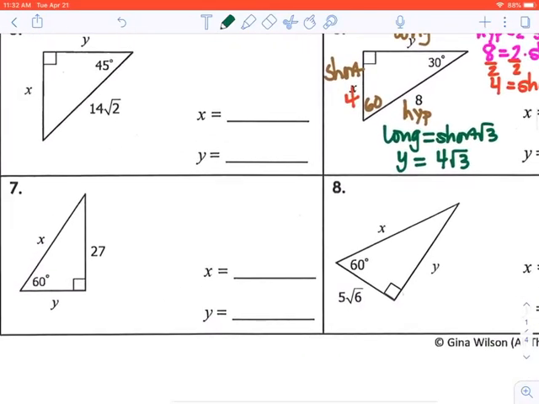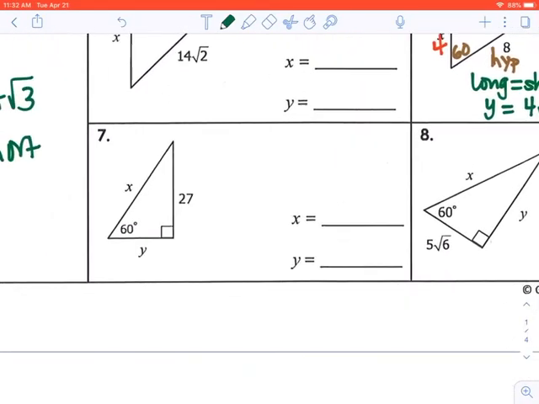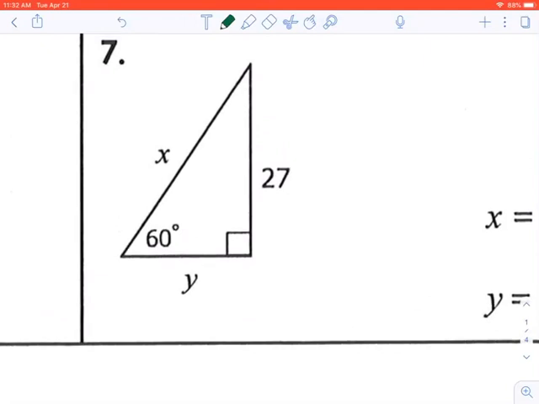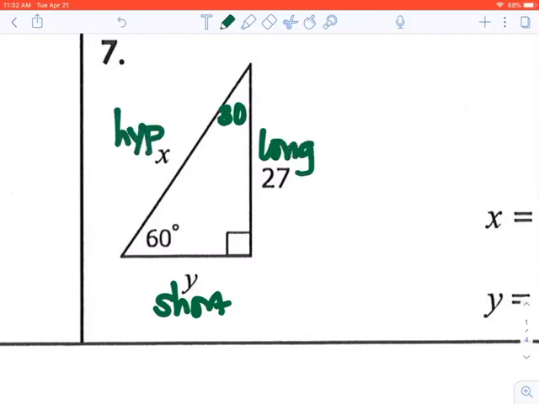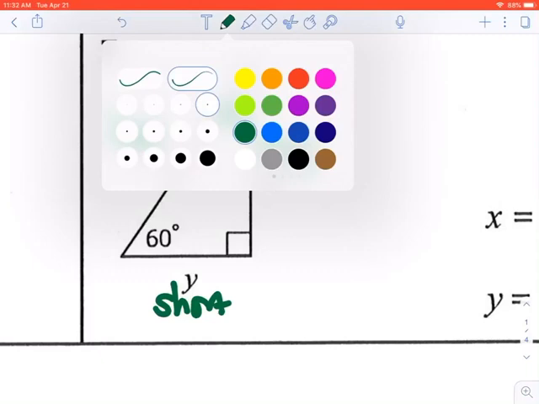Let's go to another one. Number 7 here. Okay. All right. Again, 30, 60, 90 because it shows the 60 degrees. So we have no choice that this is the 30. So the y is going to be the short leg because it's opposite the 30. 27 is going to be the long leg. X will be the hypotenuse, always opposite the right angle.